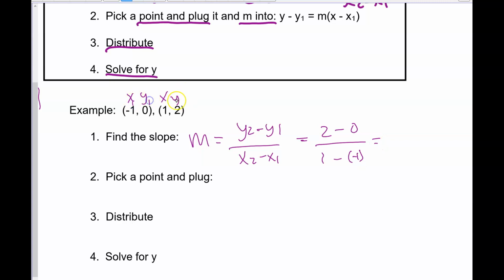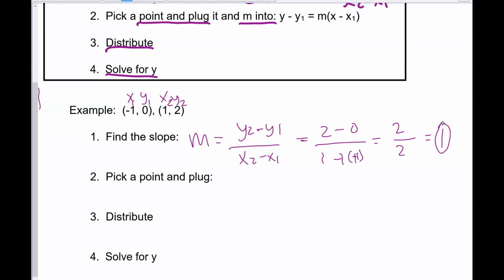x1, y1, x2, y2. Okay, so 2 minus 0 is my change in my y values. That's a change in 2 units, over 1 minus -1, which is really like I'm adding here. So 1 minus a -1 would be 2, and so I end up with 2 over 2, or just 1. So my slope is 1 here.